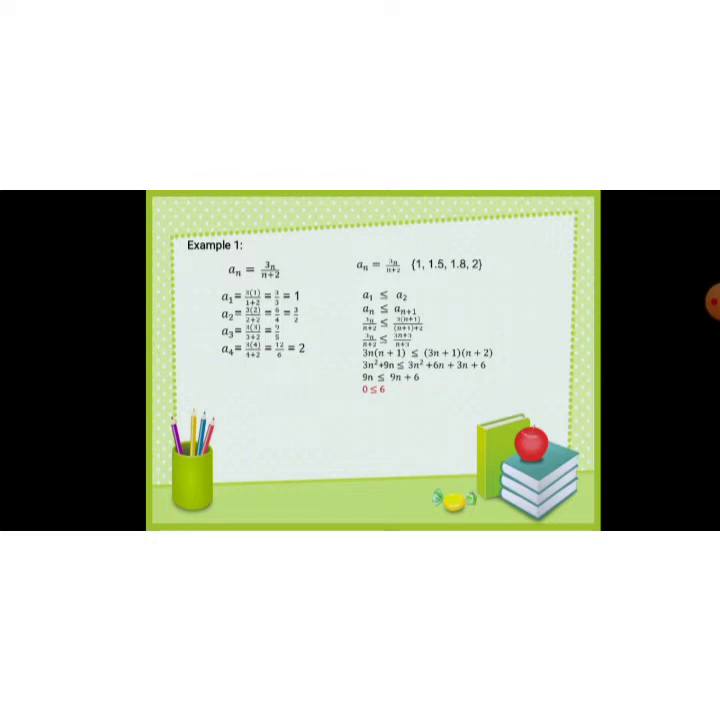So 3n squared plus 9n is less than or equal to 3n squared plus 6n plus 3n plus 6. And next, 9n is less than or equal to 9n plus 6. So that is, 0 is less than or equal to 6. So our sequence is increasing.